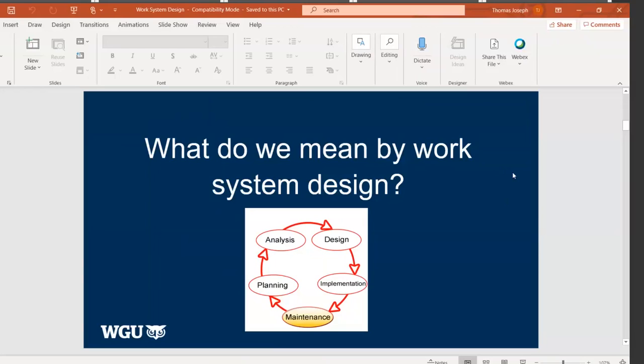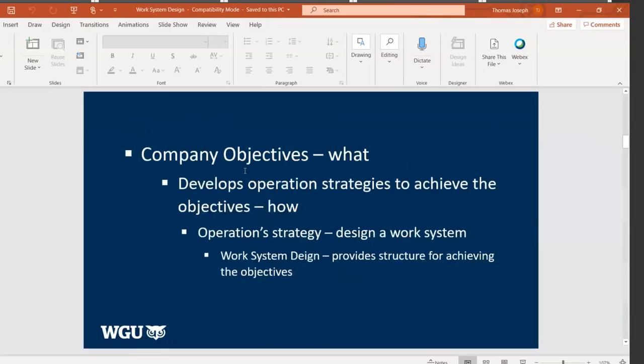Work system design: what system, structure, process, strategy does an organization have in place to get your job done, right? So that's really the fundamental aspect of what a work system represents.